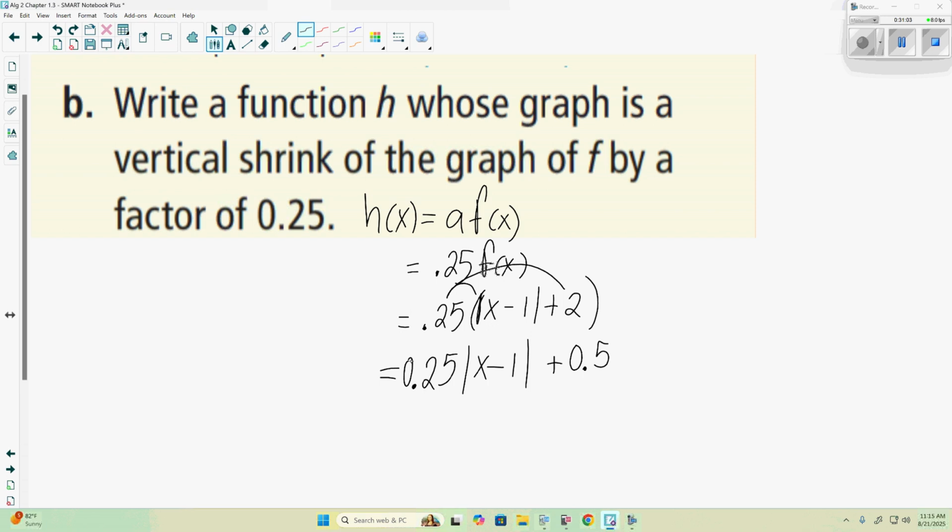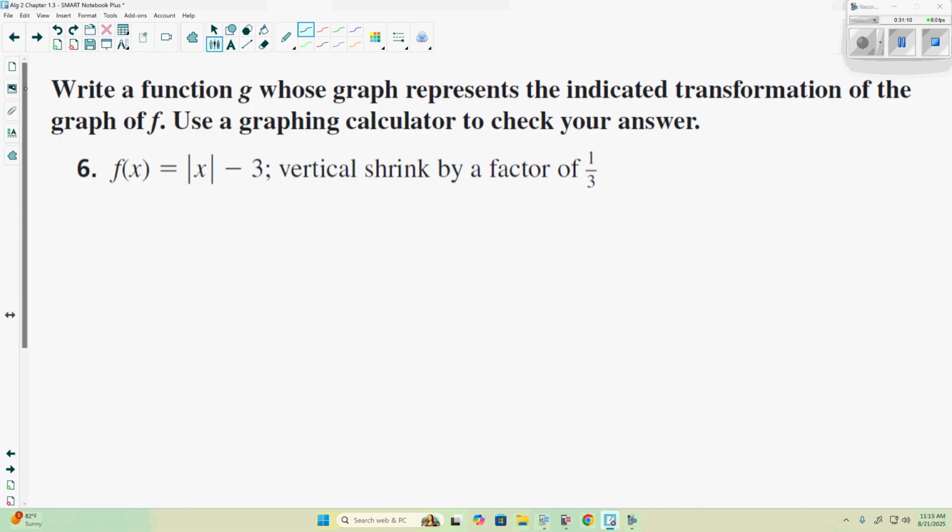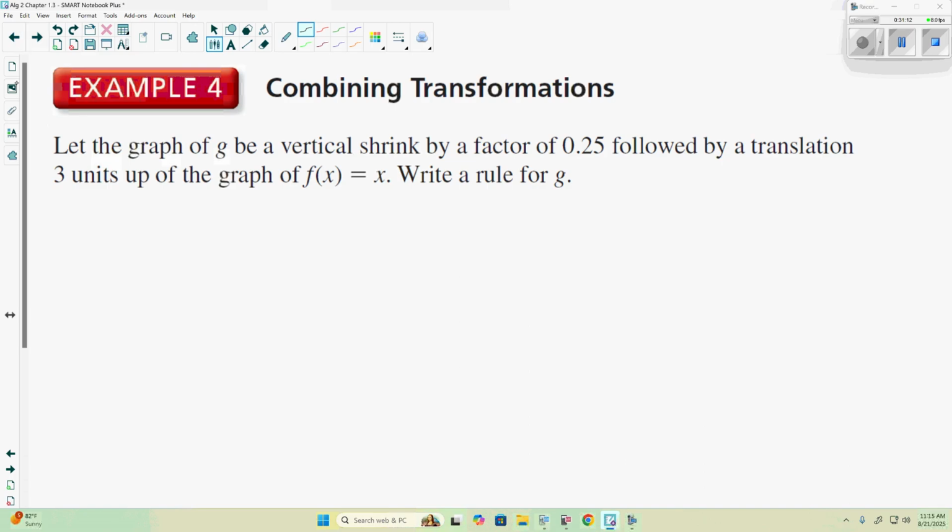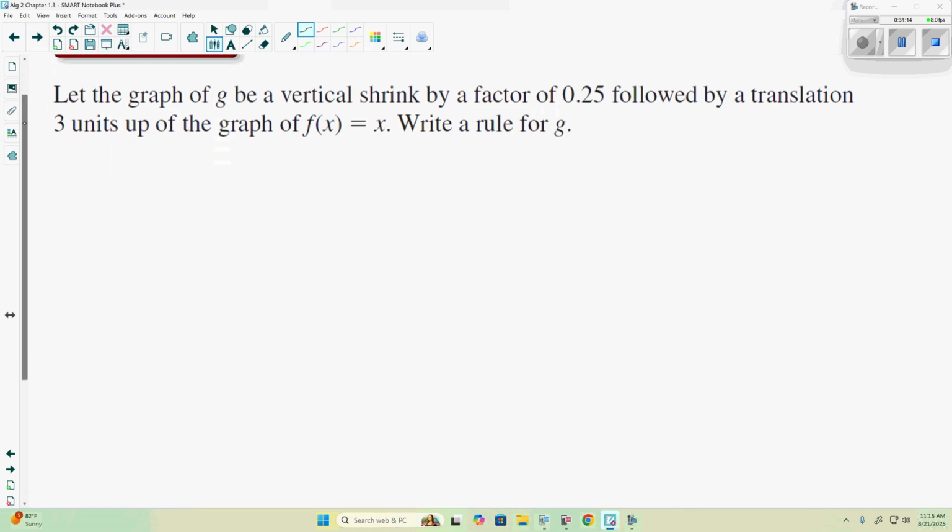Questions on this here? Are we ready for the last thing? I'm skipping 2 because I feel like at this point we've seen how this works. Yep, that one and the next one. If you do have questions on it, so it should be example 4. Let G be a vertical shrink of 0.25 followed by translation 3 units up.